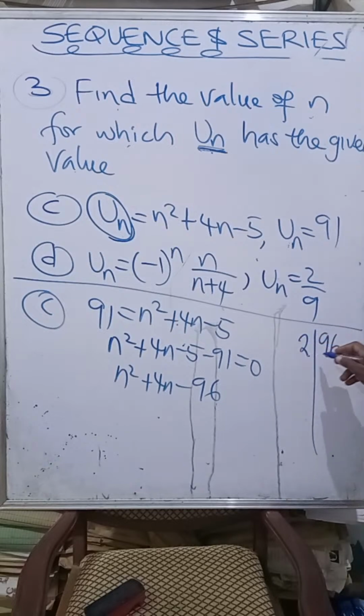That will be 2 goes in 96, that's 48. 2 goes in 48, that's 24. 2 goes in 24, that's 12. 2 goes in 12, that's 6. 2 goes in 6, that's 3, and 3 and 1.